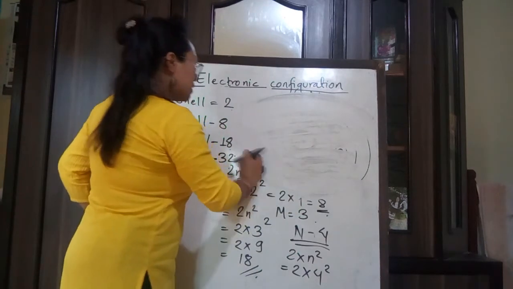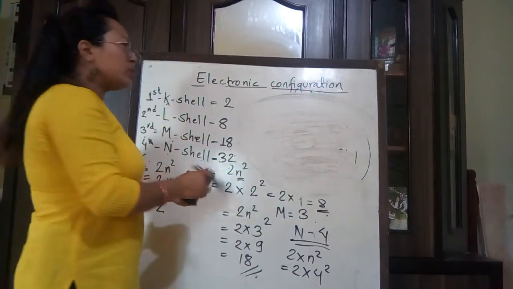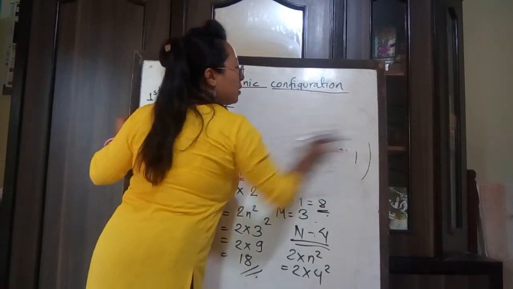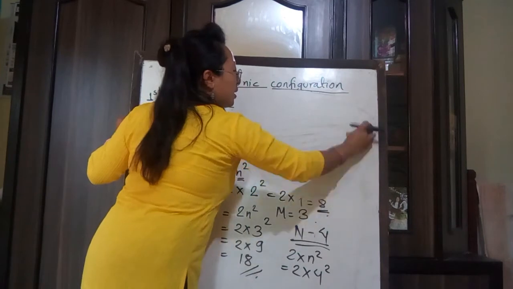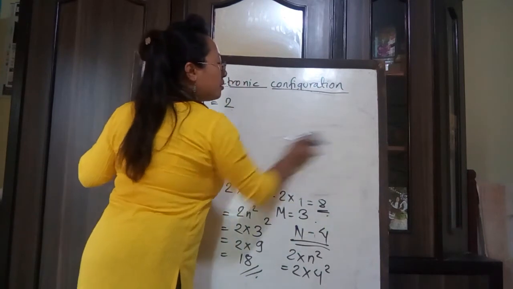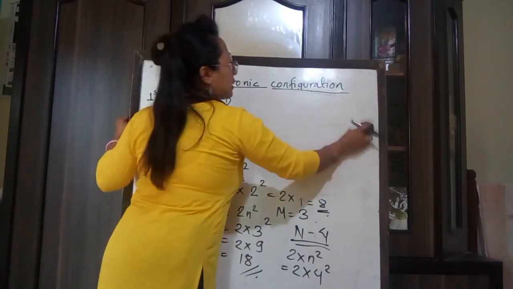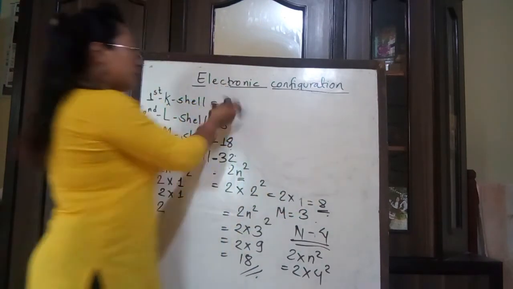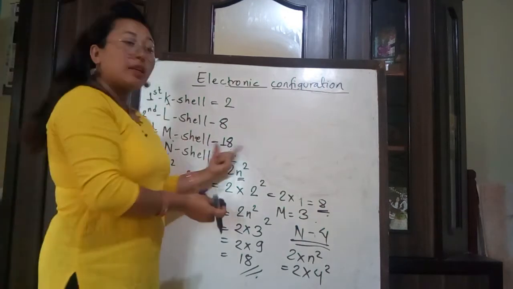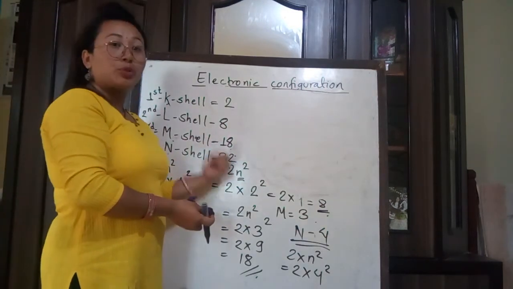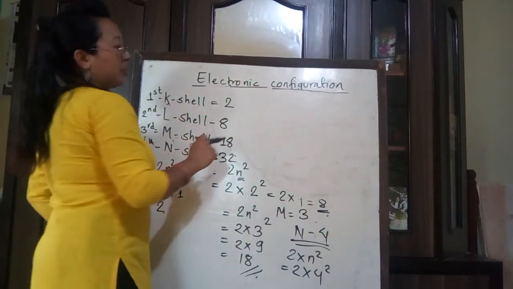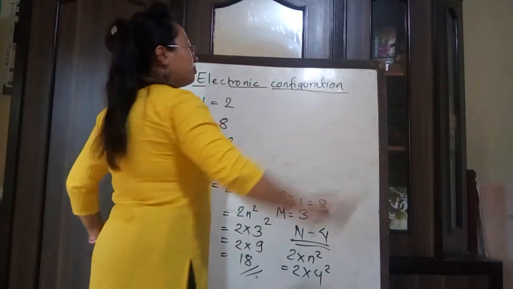If we learn this much, then it will be so easy to make the atomic structure, because with the help of this formula we will find out the number of electrons that each respective orbit can hold. So we know how many electrons it can hold: K cell 2, L cell 8, M cell 18, and N cell 32 electrons. So now let's make the atomic structure. Okay, let's start from lithium.